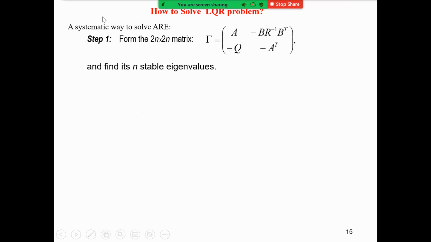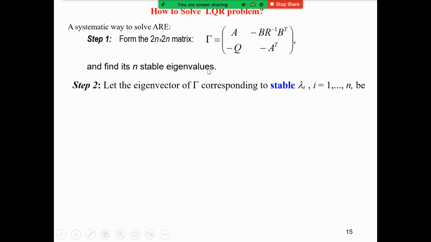Okay, so there is another way to do it. You form a 2n by 2n matrix. Let's say in your mini project n equals 6, so you are going to get a 12 by 12 matrix, and all those matrices are given. And for this matrix, of course, it has 12 eigenvalues. You just find its stable eigenvalues. There are stable eigenvalues, and the other half of the eigenvalues are all unstable.